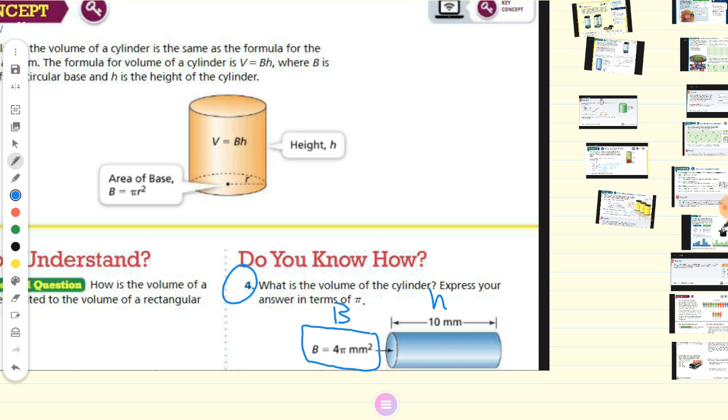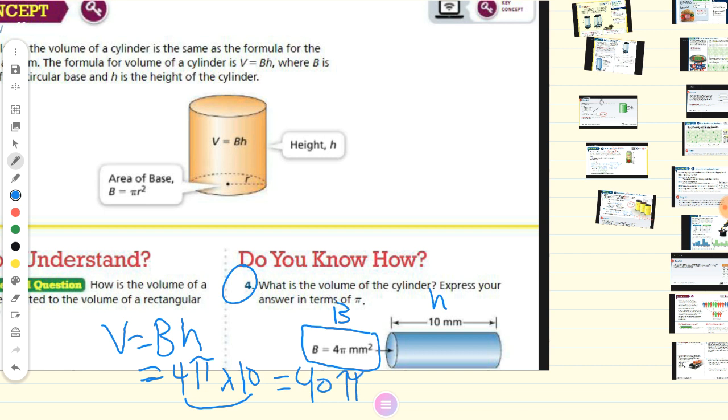And the height equals 10. So volume equals base multiply height, which is 4 pi multiply 10. He told me to answer in terms of pi, so I will not substitute pi. I will write pi as a symbol. So 4 multiply 10 is 40, so it's 40 pi cubic millimeters. Okay? That's it.